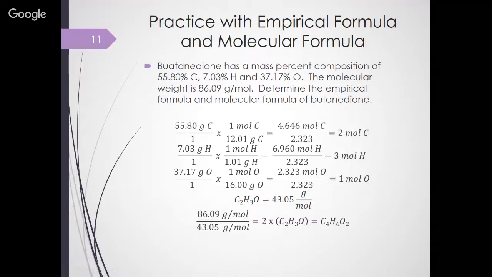So keep in mind, anytime you want to find a molecular formula, you look at the empirical formula, you find the mass, and you divide it into the molecular formula mass. Without knowing the molecular formula mass, there's no way to determine the molecular formula. So that has to be given to you.